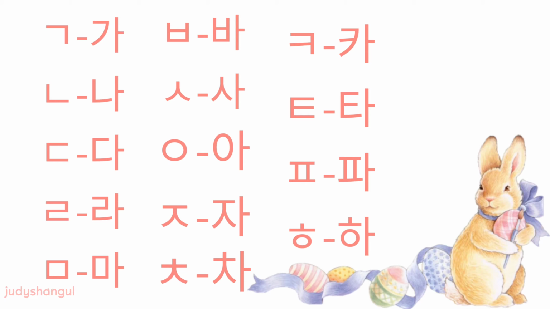Now let's read all 14 simple consonants together. 가, 느, 나, 드, 다, 르, 라, 므, 마, 브, 바, 스, 사, 이응 silent, 아, 즈, 자, 츠, 차, 크, 카, 트, 타, 프, 파, 흐, 하.